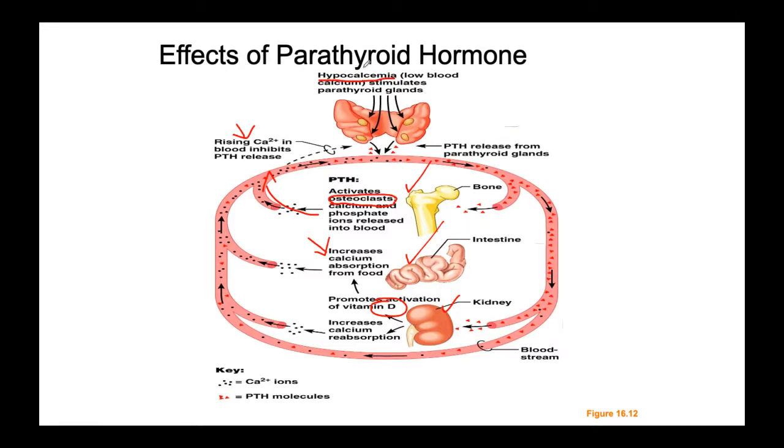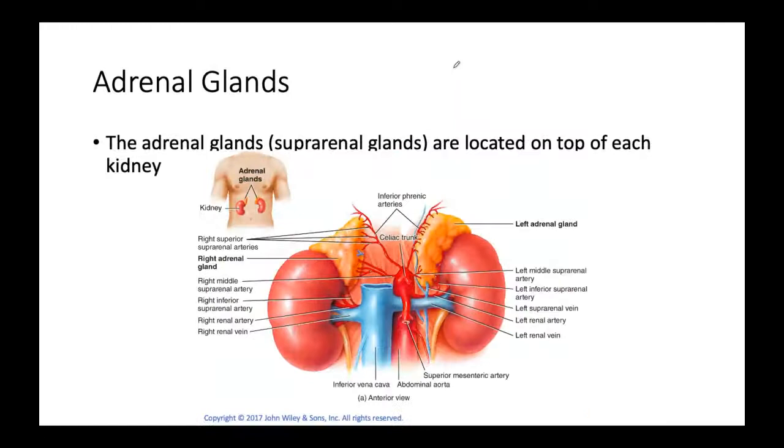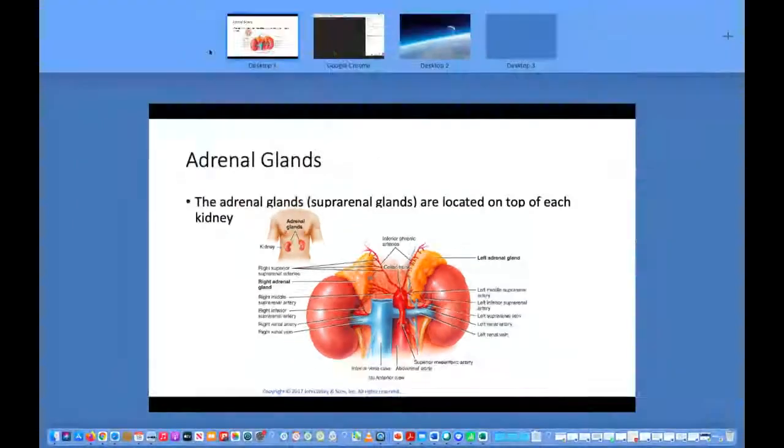Okay, so the parathyroid hormone, which is released by the parathyroid gland, and calcitonin, released by the thyroid gland, work antagonistically to one another. When we come back, we'll talk about the adrenal glands.